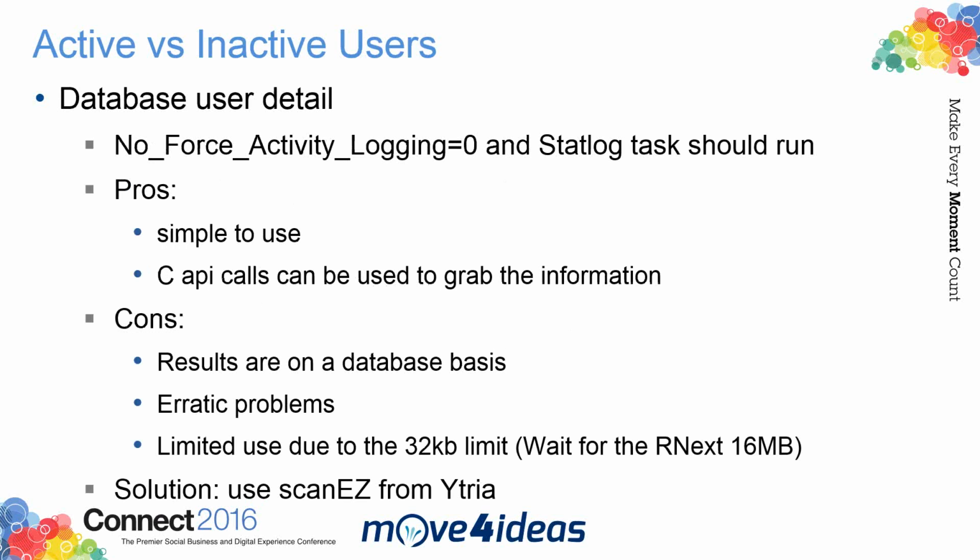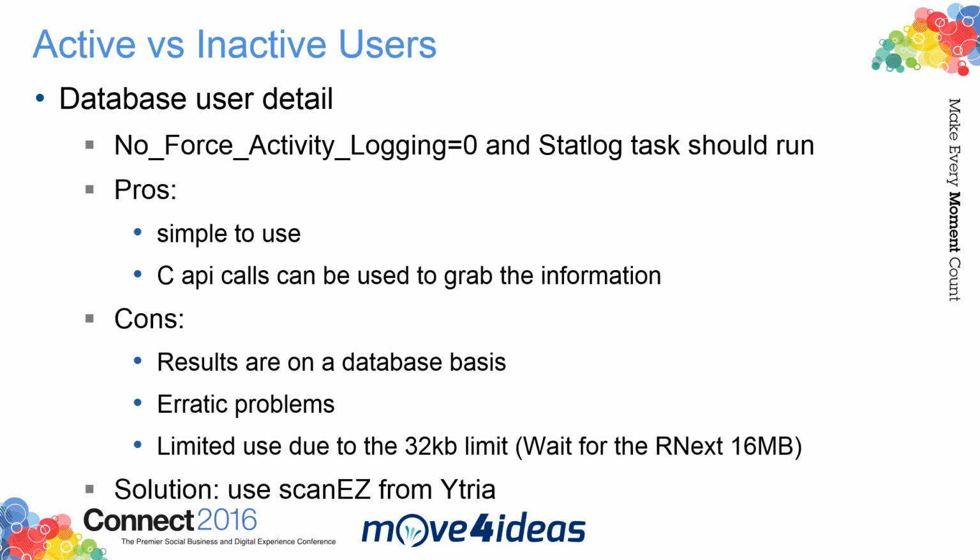The other way around is to use the user detail. So first take care of your notes.ini information. No force activity logging should be set to 0, and the stat log task should run. For the pro stat, it's simple to use, and you can use C API calls to grab the information. But the problem is that results are on a database basis. We also have some erratic problems. We will see them in the next slide.